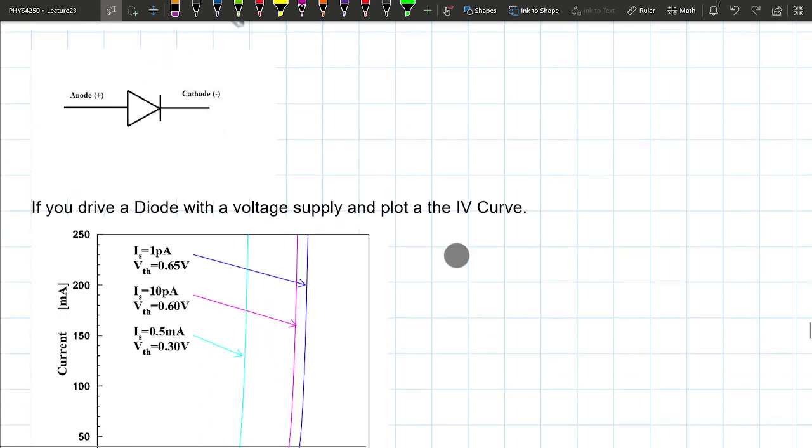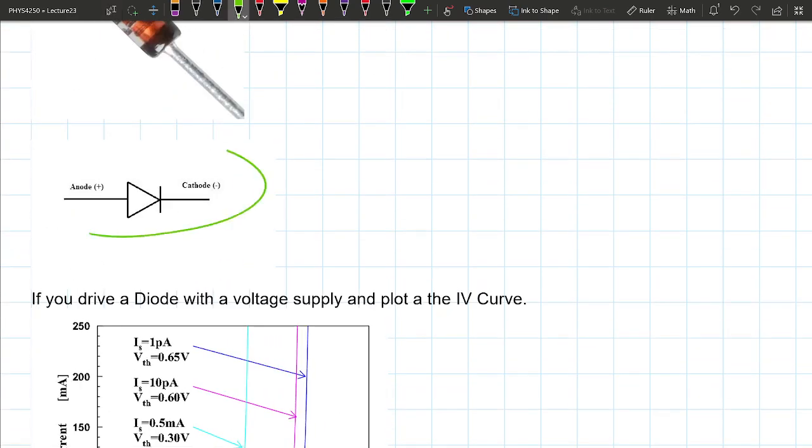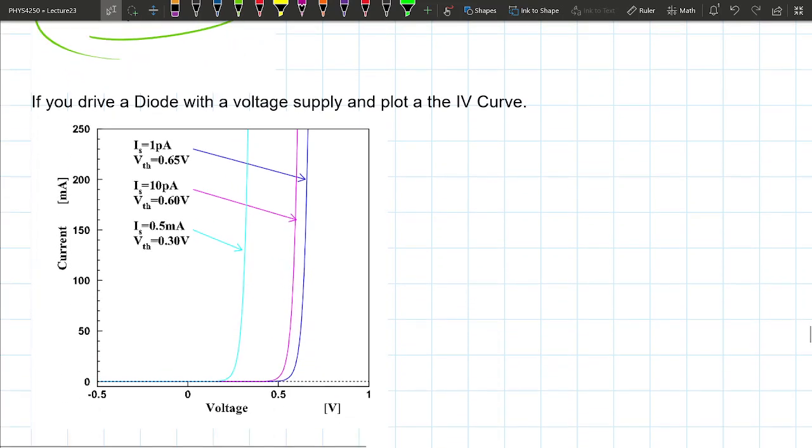In fact, there's a little graph. So here is the little diagram in a schematic, right? It's just a triangle with a little blocker on it, okay? So current cannot flow this way, but it can only flow this way, okay?